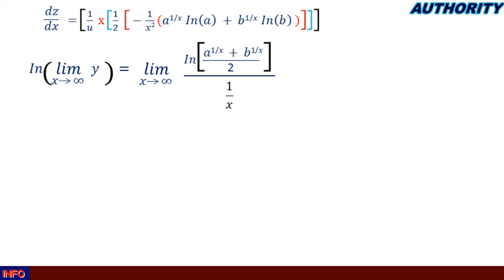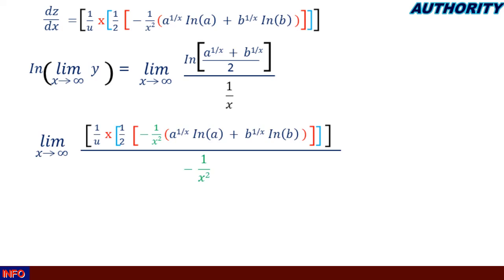Is that true? So now bringing the derivative of the numerator and the derivative of the denominator together, what are we going to have? We are going to say that we have the limit as x approaches infinity of 1 all over u multiplied by open bracket 1 all over 2 times minus 1 all over x squared open bracket a raised to the power of 1 all over x ln a plus b raised to the power of 1 all over x ln b, all over minus 1 all over x squared.